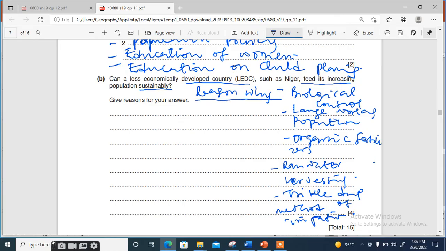Now, reasons why it cannot be sustainable. It will not be sustainable because they will have to deforest, because they'll clear more land. So deforestation can lead to loss of biodiversity, making the environment not sustainable. Another thing, there will be increased use of water from rivers for irrigation.